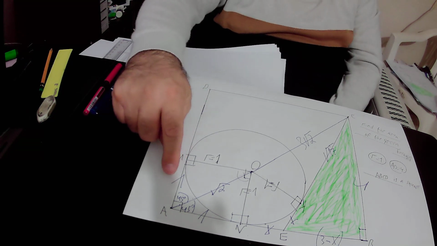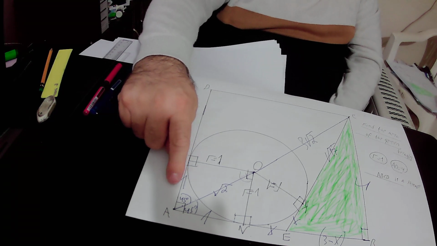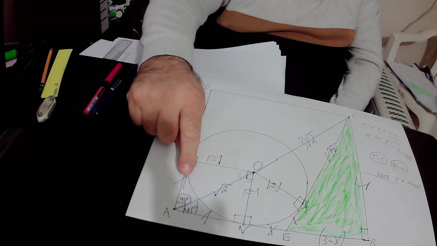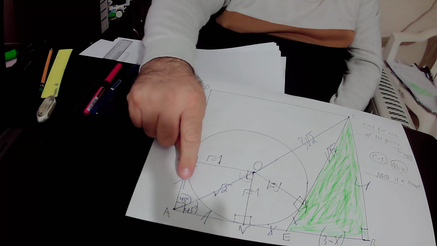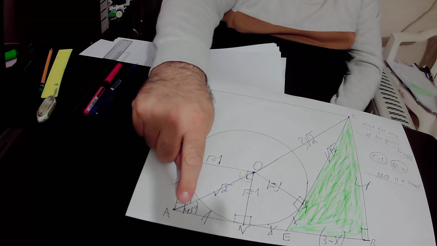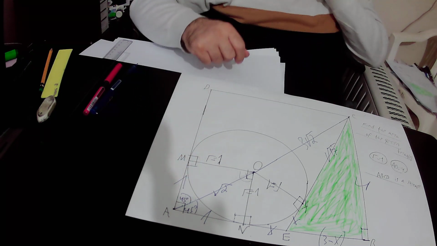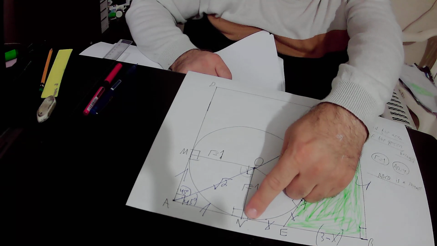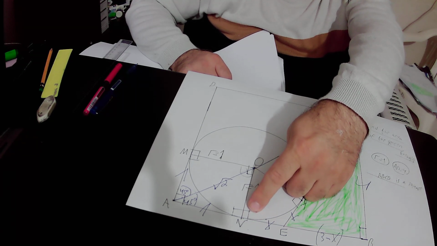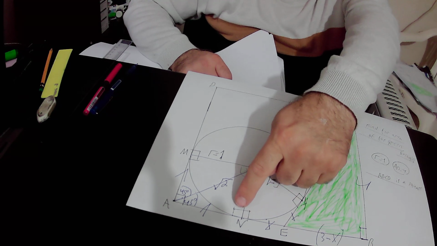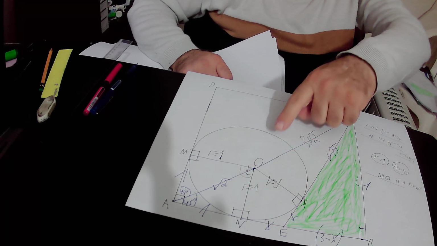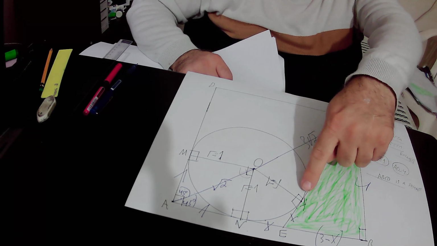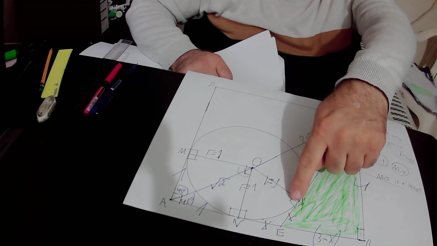Here, this angle DAB is 1 out of 4 angles of square ABCD, and we know that all the angles inside the square are right angles, therefore this angle equals 90 degrees. And here we have this radius that is drawn to the point of tangency. Therefore, this angle equals 90 degrees, and this angle also equals 90 degrees according to rule number 1. We also have this radius that is drawn to the point of tangency. Therefore, this angle equals 90 degrees, and this angle also equals 90 degrees.